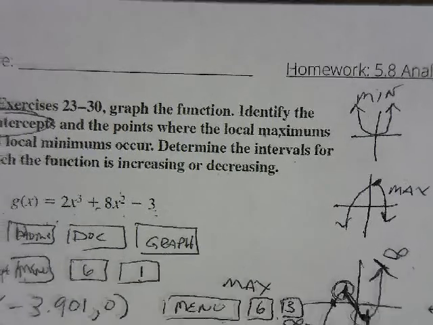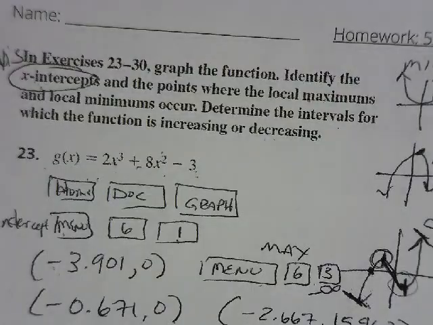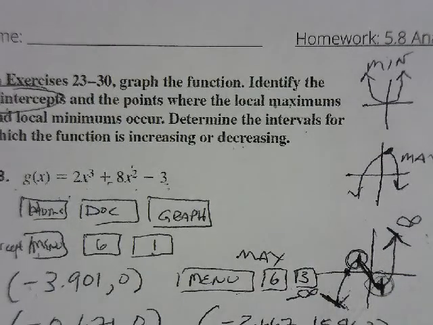We have one more down here. It's a local minimum. And you're going to do the same thing this time. Menu, 6, and now choose 2. And that will bring up your local minimum.